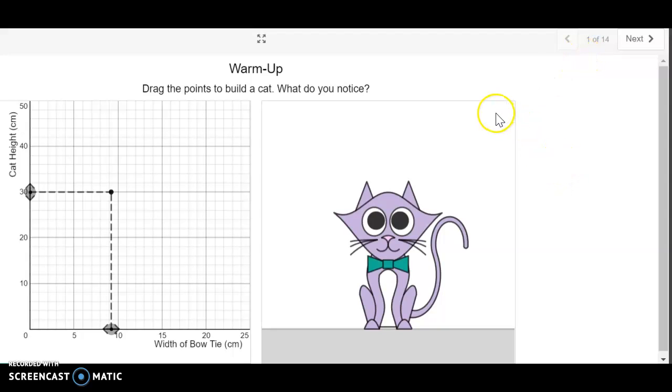Hey guys, I'm going to have you doing a Desmos activity today to explore scatterplots. This one's kind of cute. It's called Classy Cats, and I just wanted to talk you through it before setting you free to do it on your own.